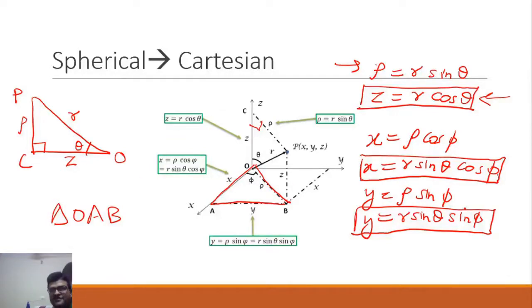Some people say that the spherical coordinate system formulas are tough, but you have seen that it can be done in two parts. If you know the conversion from cylindrical to Cartesian coordinate system and vice versa, you will know this expression, and if you know this expression, these three answers will be very simple.